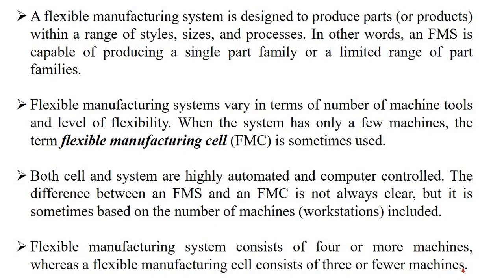FMS varies in terms of the number of machine tools. If the number of machine tools is less, it is known as FMC, flexible manufacturing cell. And if the number of machines is more, it is known as FMS. It can be categorized so that if the number of machine tools is more than 5, it is known as FMS, but if the number of machine tools is less than 3, it is known as FMC.